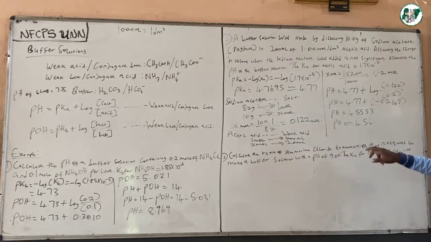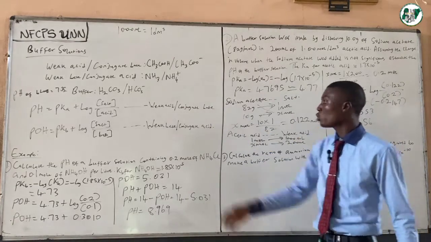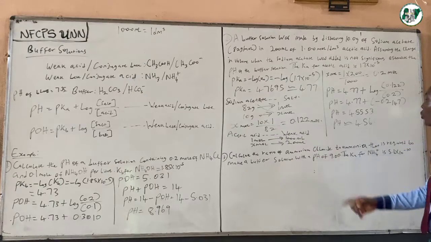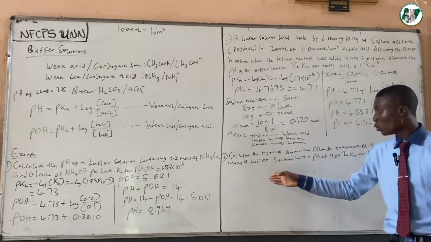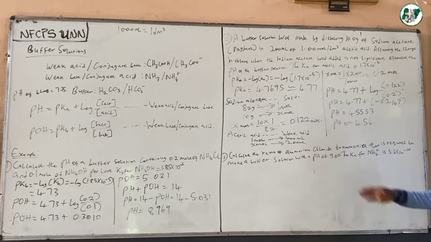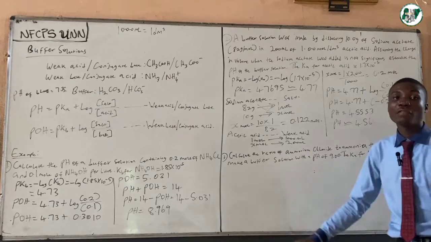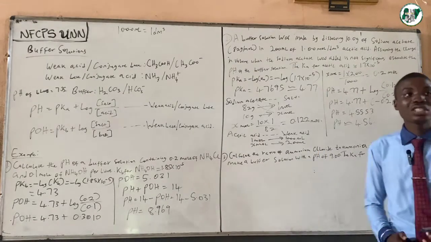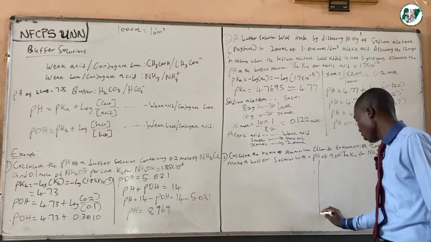What is it telling you? That what we have here is a buffer solution, a basic buffer that is formed between a weak base and its conjugate acid. So ammonium chloride to ammonia, that is required to make a buffer solution with a pH of 9.00. The Ka for ammonium ion is 5.6 times 10 raised to the power of minus 10. So for us to be able to calculate this, we need to work on the dissociation of the ammonium ion.